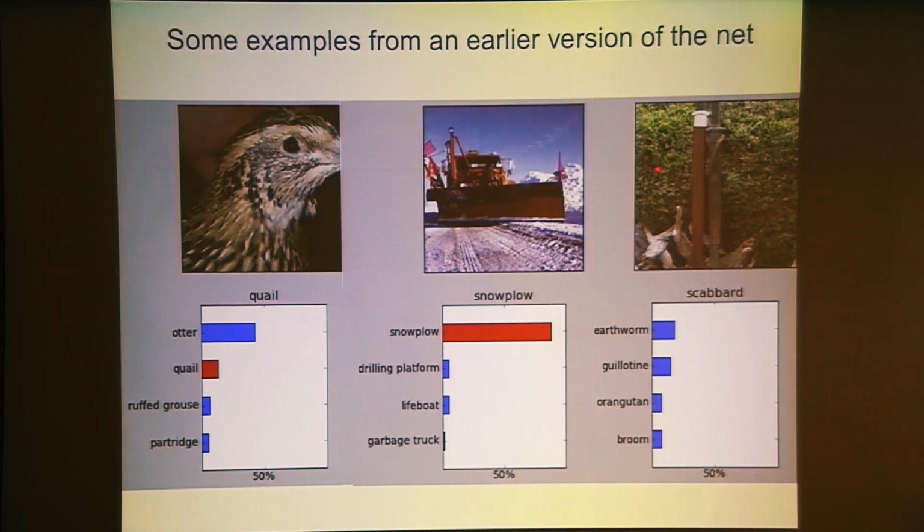This is an example where it gets it completely wrong. The answer is scabbard. It thinks earthworm. We'll come back to that. Guillotine is a pretty good thing. You know, 2 big vertical things, that's a guillotine. This is contextual recognition. This is clearly jungle, and this is orange, so it's an orangutan. Broom is not bad as a big vertical thing. But why does it get earthworm first?